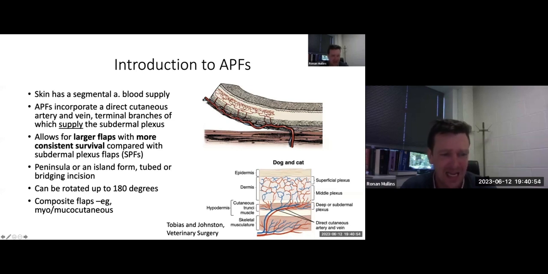In the vast majority of axial pattern flaps that we create, we will use a bridging incision, and this is obviously to link the donor and the recipient site. But there are some descriptions of creating a tubed flap, so that is an alternative where we can use the flap to reach a distant site. We can rotate them up to about 180 degrees. Obviously, beyond that, you can have a situation of venous congestion and then necrosis of the flap, so that's not ideal. And then they can take different forms in terms of the actual structure.